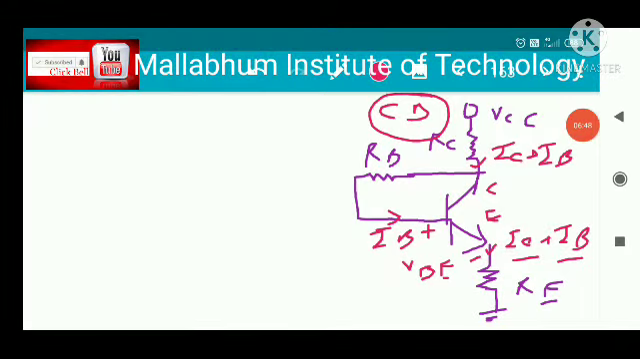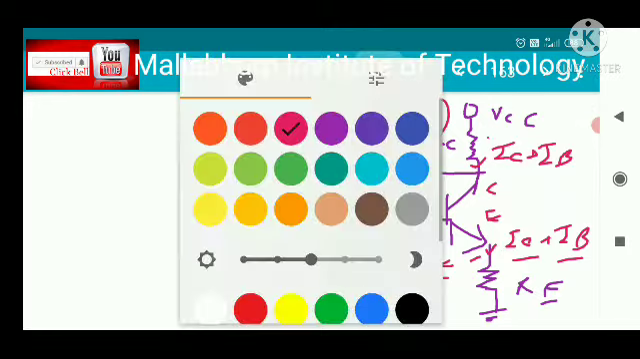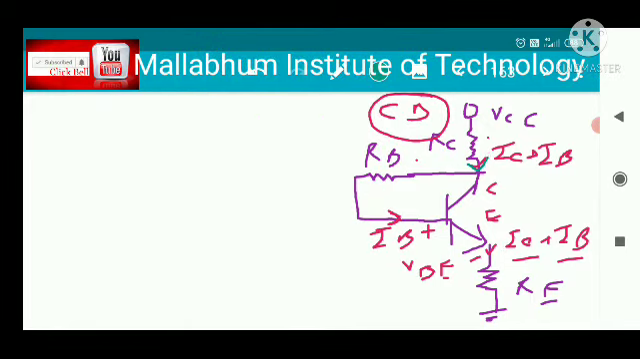So just look into the circuit once again. This is your RC, this is your RB, and this is your IB, and this is your IC plus IB, because if IB has to flow through this, then IC plus IB current must come from the upper section. And again, from the transistor action, we know that the emitter current is nothing but the summation of IC plus IB.